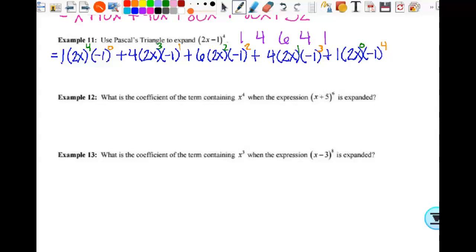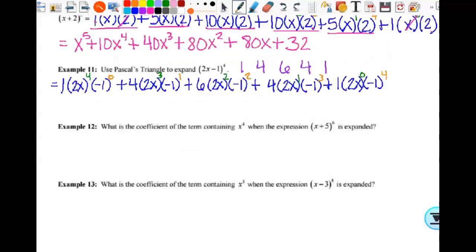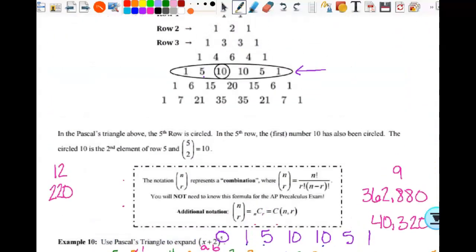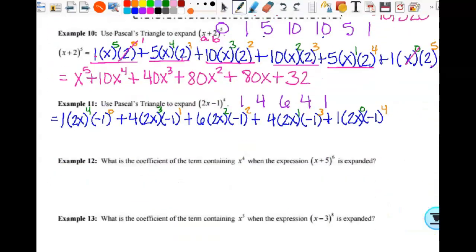Yes. Right here. That's a diagonal, it's not a row. There you go. Okie dokie.